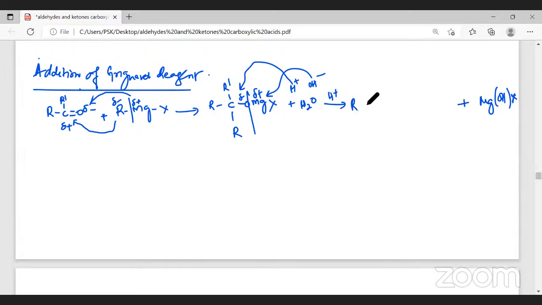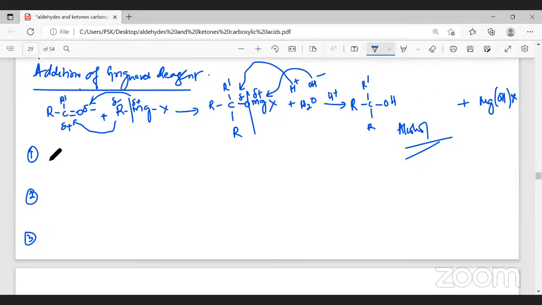Now, what's the product you get? You get R, C, R', you have this R, and you have OH. So the product you get is called alcohol. So whenever Grignard reagent is allowed to react with a carbonyl compound followed by hydrolysis, the product we get is alcohol. Now, first, second, and third. I have to finish all these three, so I will rush through. I hope you understood this mechanism. The first one is with formaldehyde. The formula of formaldehyde is HCHO. This is formaldehyde.